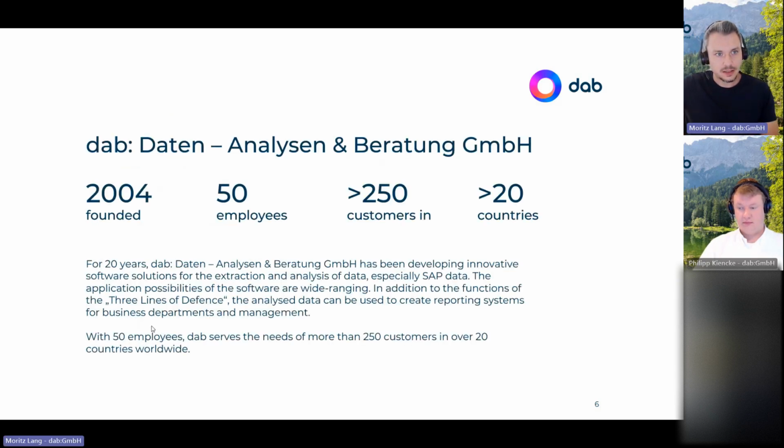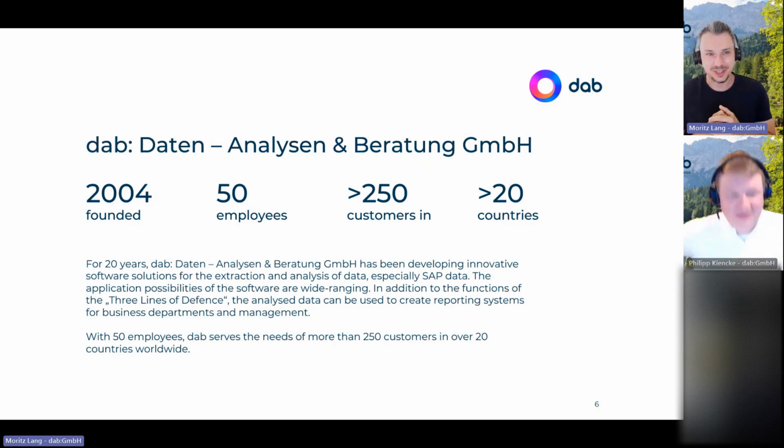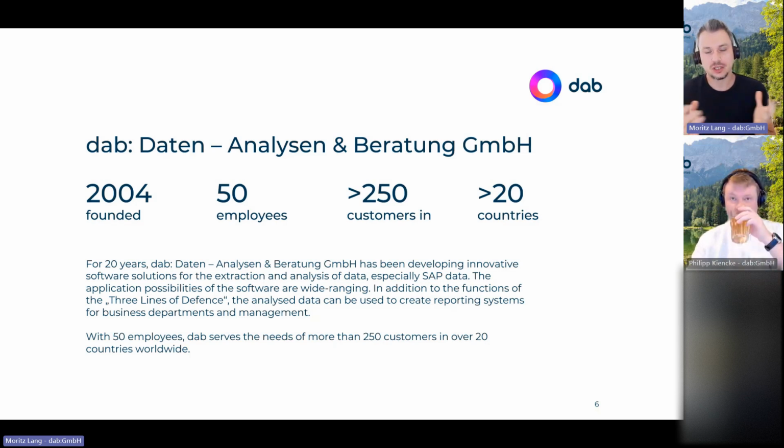So, some facts and figures about DAB, or in German, our full name, Daten, Analysen und Beratung GmbH. DAB was founded in 2004, so we are now 20 years old. 50 employees, we serve more than 250 customers in more than 20 countries. And what we do in a nutshell, we provide software, and with our flagship software, you can extract data from SAP and analyze it.